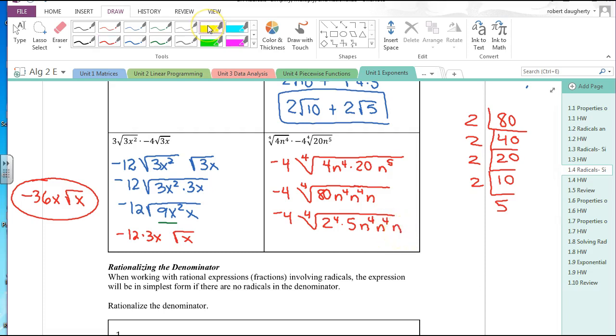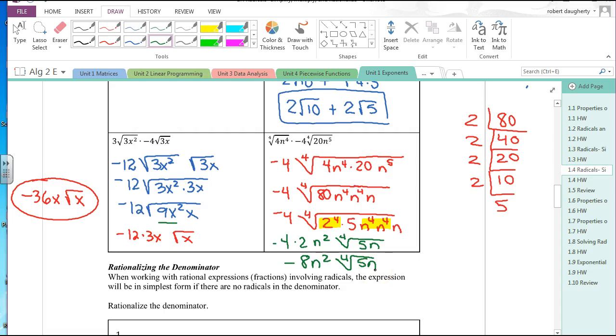Which of these things is perfect fourths? Yeah, the 2 and the pair of n's there. Okay. So outside the radical, I get negative 4 times, what's the fourth root of 2 to the fourth? 2. And then the fourth root of n to the fourth is n. How many do I have? 2 of them. And what stays under the fourth root? 5n. So this answer is negative 8 n squared times the fourth root of 5n.